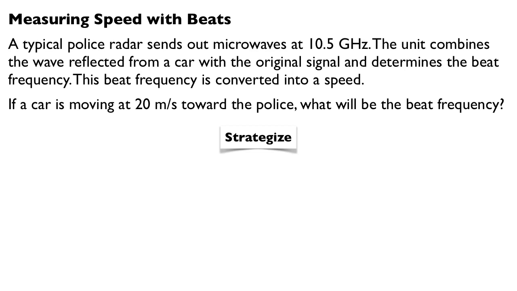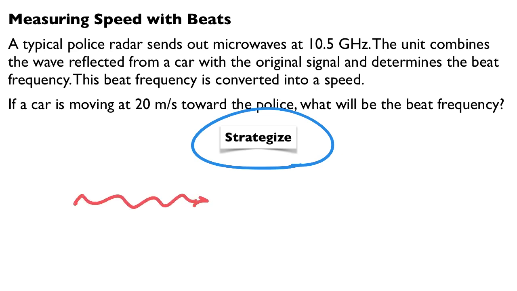And let's solve this one. And the first thing we're going to do is strategize. And we're going to say this. Look, there's a wave coming out of the radar gun. So I have my radar gun over here. Okay? And then it hits a car. Okay, so here's my car. And the car is moving this way at a speed v. And so the reflected wave is going to be shifted to a higher frequency.